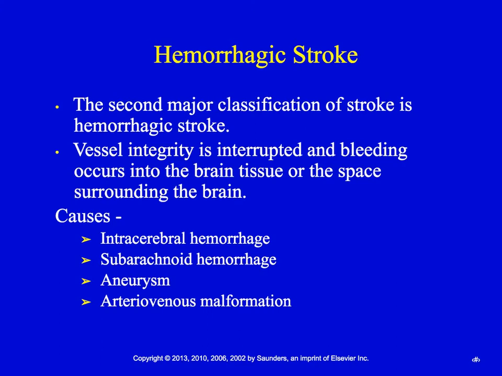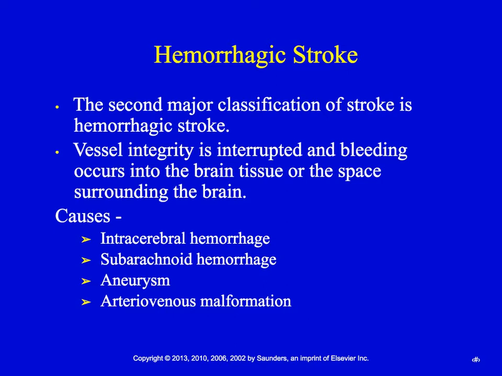And the second major classification of a stroke is a hemorrhagic stroke. So this is bleeding in the brain. This is when one of the vessels is ruptured, and the bleeding in the brain will cause an increased intracranial pressure, which causes pressure on the brain, and that can cause signs and symptoms of a stroke, such as change in level of consciousness, slurred speech, numbness, things like that.